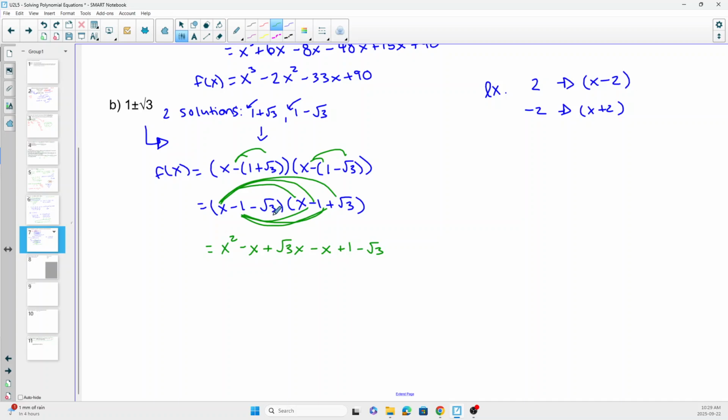And then I got to multiply this last term here. I have negative root 3 times x, which is negative root 3x. And then I have negative root 3 times negative 1, which is just positive root 3. And then I have negative root 3 times positive root 3. So I've got a negative times a positive, which is negative. Square root of 3 times the square root of 3 is just 3.